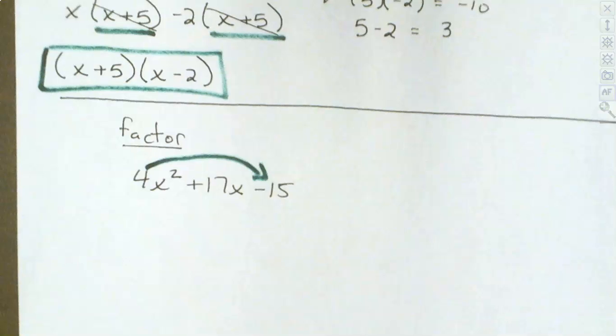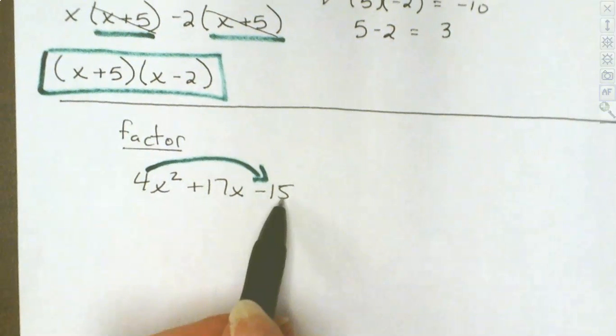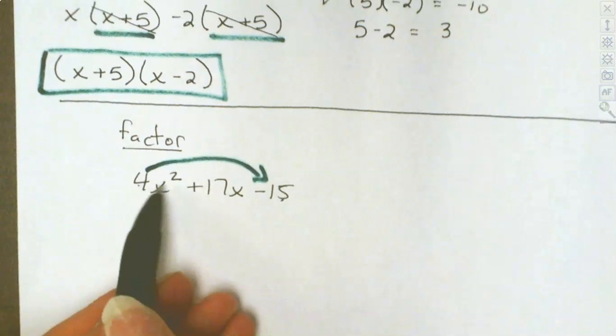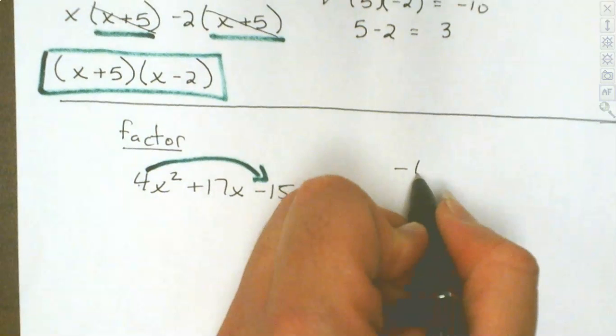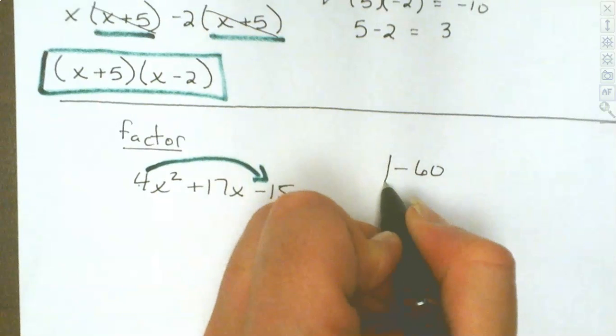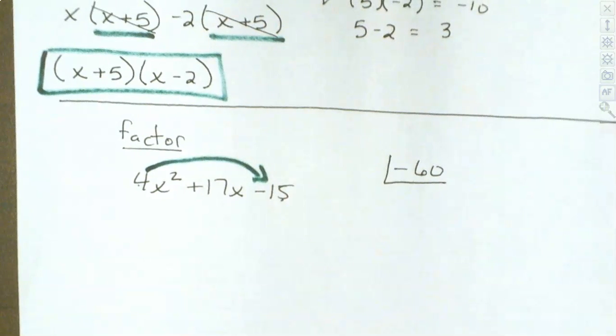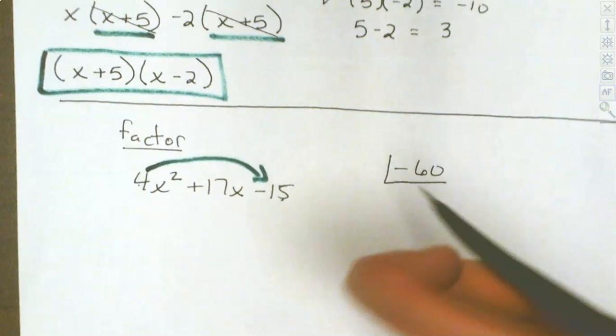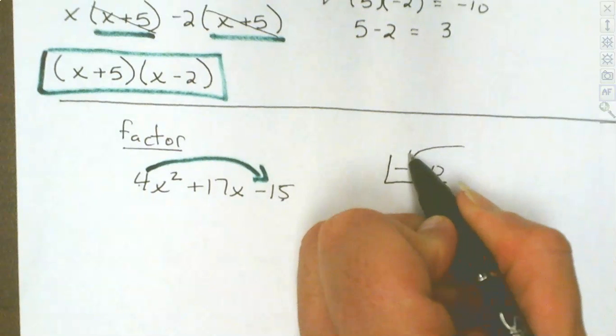So I'm going to try to do this one a little bit slower to make sure we see where all the pieces come from. So we take the first number times the last number. And that 4 times a negative 15, that's a negative 60, isn't it? Is everyone okay with that? So you take the first number times the last number. Now, this is negative.